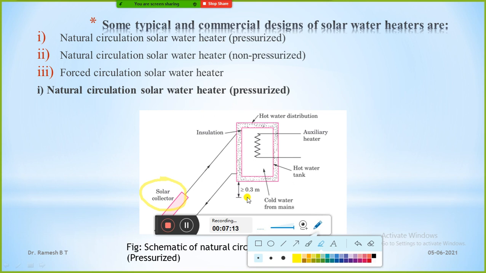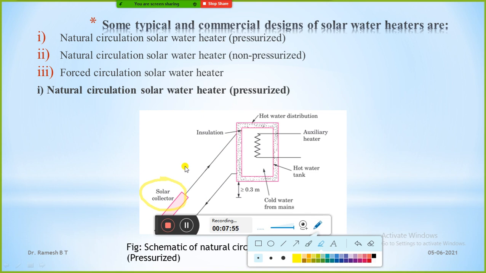That's why it is called pressurized. If the gap between the collector and the tank has some distance, then it is called pressurized, because it creates some pressure. No auxiliary energy is required to circulate water through it, and circulation occurs through natural convection. The water moves from the tank to the collectors and to the pipe beneath the absorber plate. There is a connection, and this circulation is because of natural circulation.